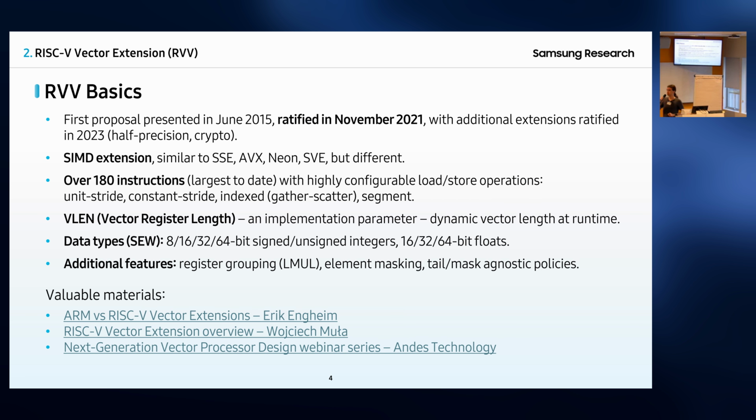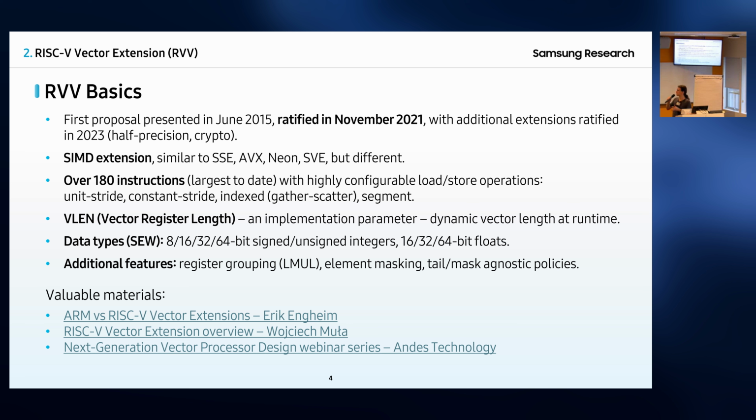Yeah, so going to RVV. RVV is one of those instruction set extensions, RISC-V, V for vector, first proposed in June 2015, ratified in 2021, so a really long time from inception to ratification, with some additional extensions ratified later on and a still ongoing ratification process. RVV is a SIMD extension, similar to x86's AVX or ARM's Neon and SVE, but a little different. Some say it's better. Yeah, it's up for discussion, I guess.